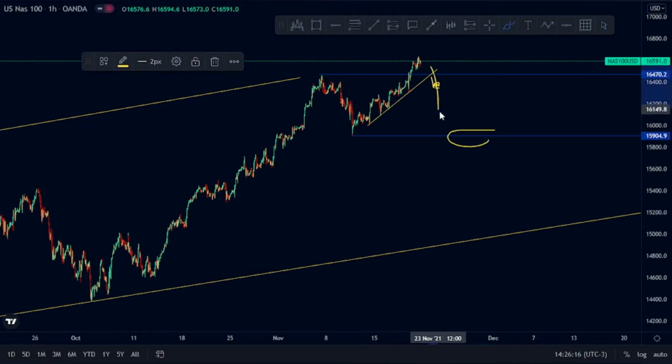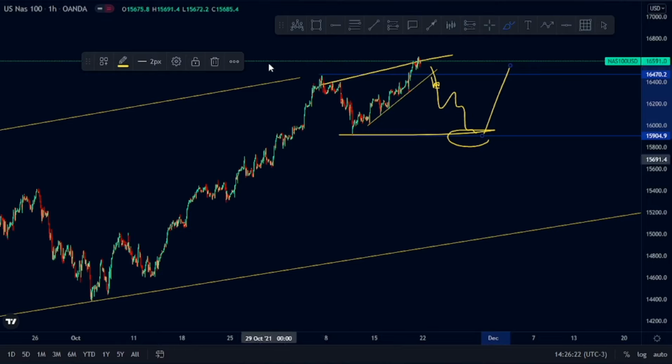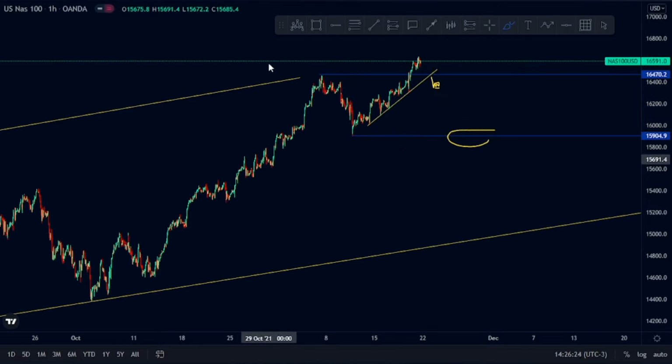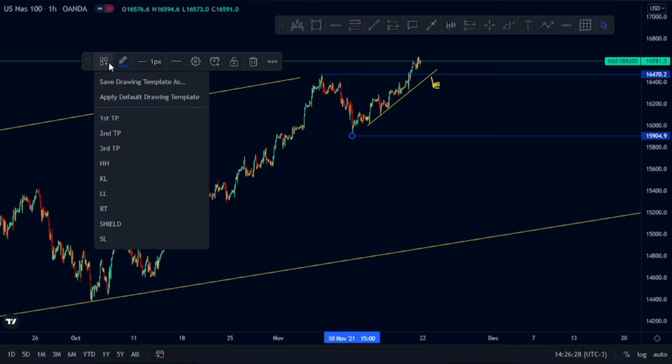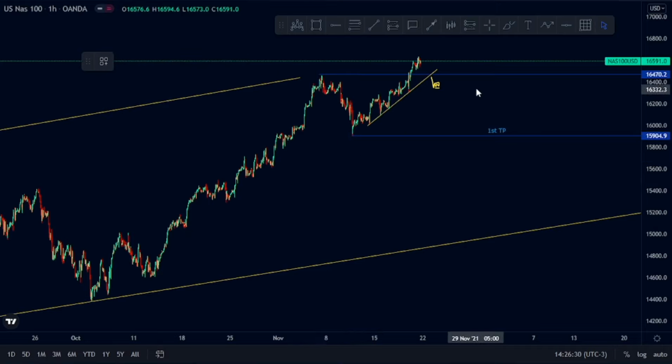Price from this level can just correct to here, give us a larger structure, then push to the upside. So this is basically going to be my first take profit this year. If price breaks below and gives me that sell confirmation, that's my first take profit, and I'll wait for price to give me another entry as a confirmation of this low.